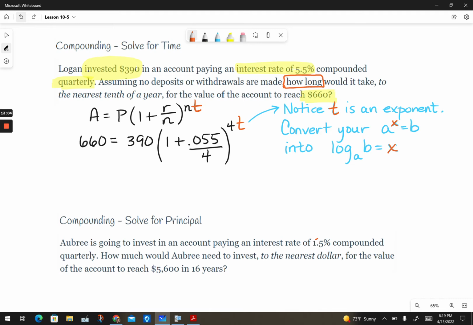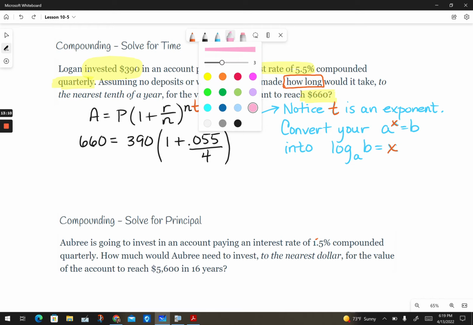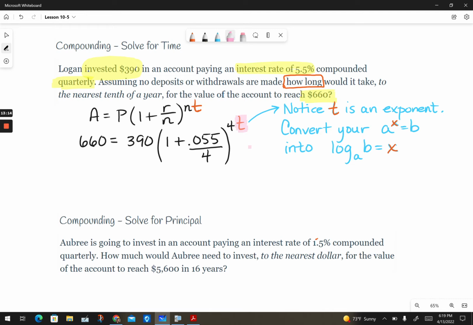If I can get that screen off. My t is right over there, and I need to isolate it. So what I need to do is make my equation look like a to the x equals b. Well, if you look at this closely, if this is my exponent right here, that's the x in my formula. 4t is going to be the x.